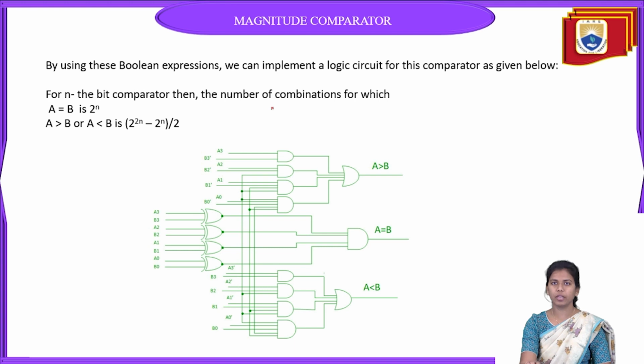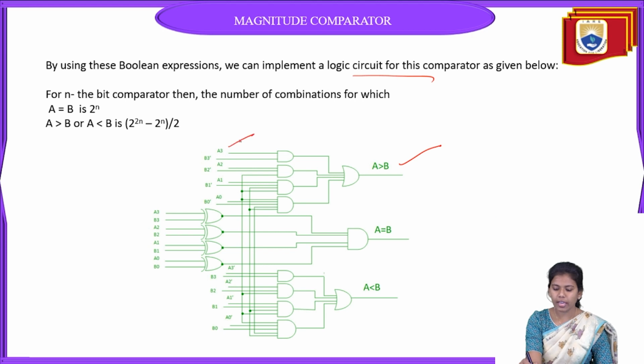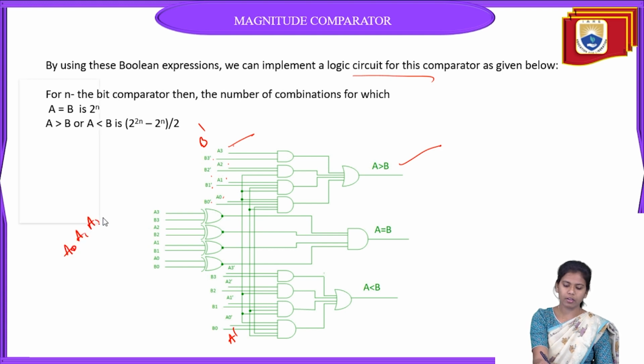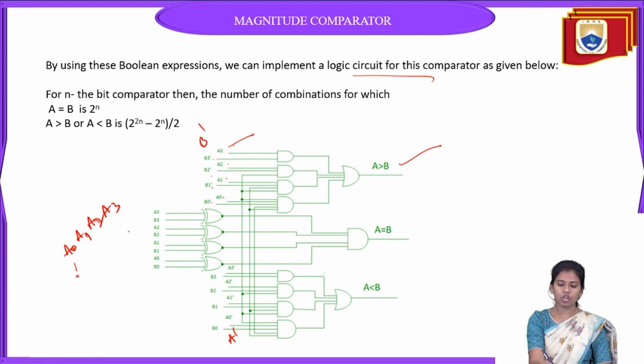By using the Boolean expressions, we can implement the logic circuits. For the A greater than B combination, we have A0, A1, A2, A3 and B0 bar, B1 bar, B2 bar, and B3 bar, the complement of B. And here we see B0, B1, B2, B3 and the complement of A, whereas here you see A0, A1, A2, A3, each of them in pairs.